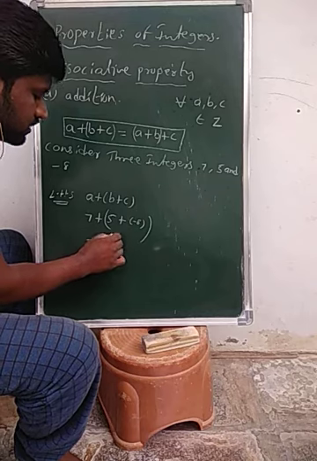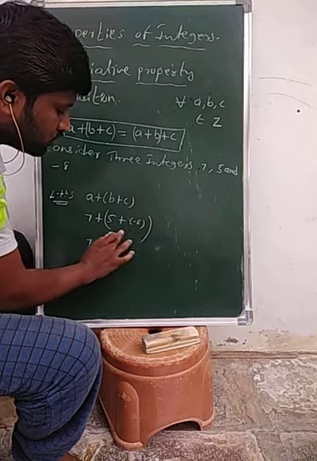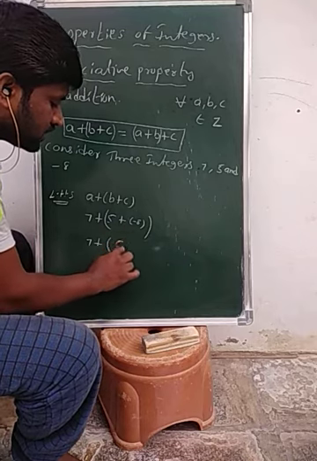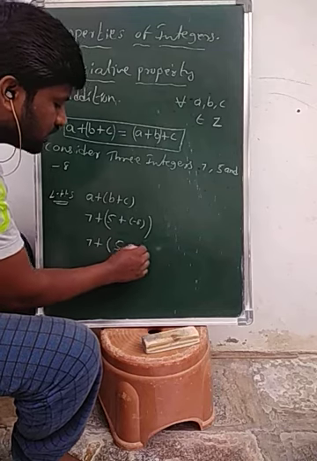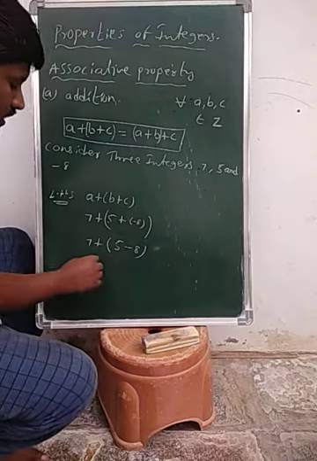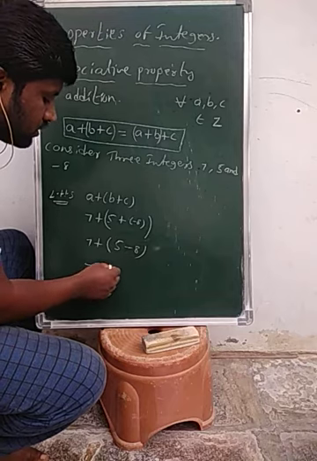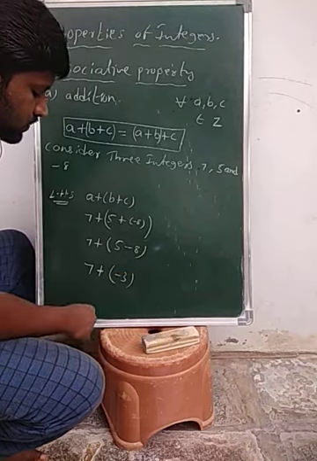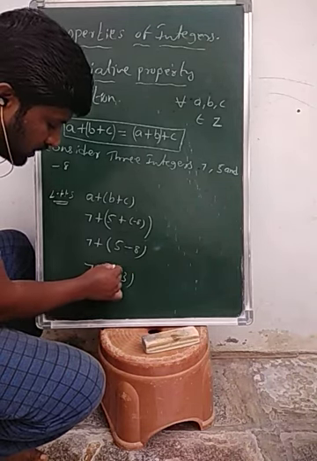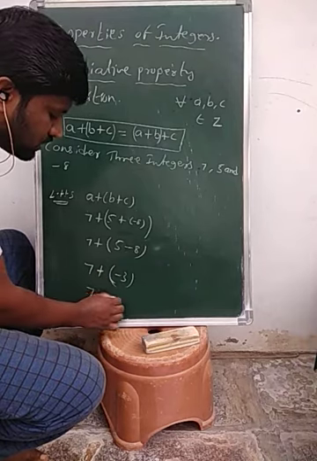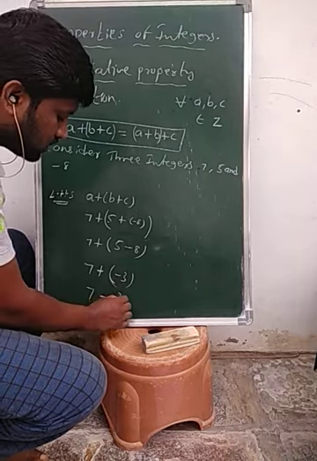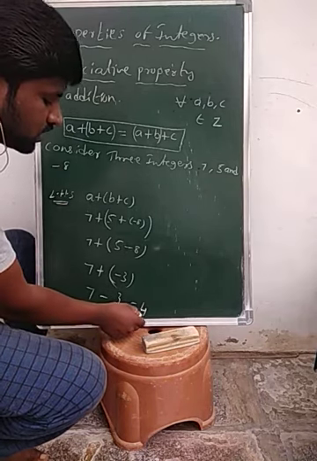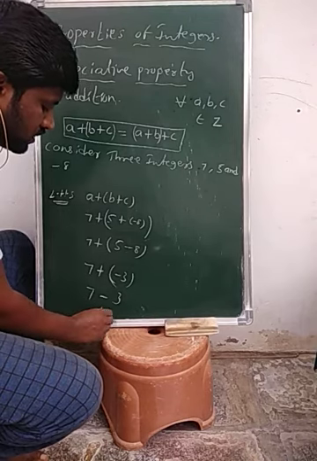Now 7 plus, first of all you just add the bracket part. 5 plus of minus means 5 plus -8. Now 7 plus, 5 minus 8 means -3 we get. Again 7 plus of minus 3. So 7 minus 3 we get what? That is 4. The LHS part is 4.